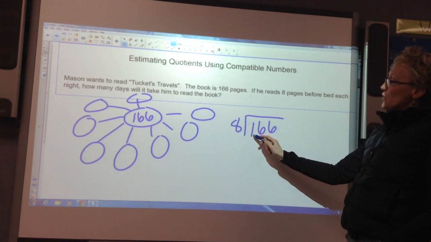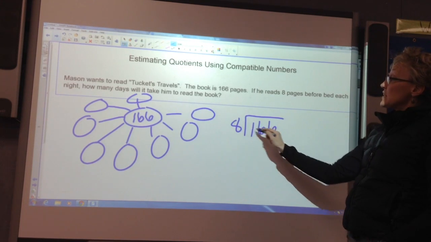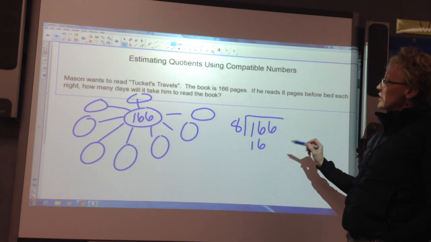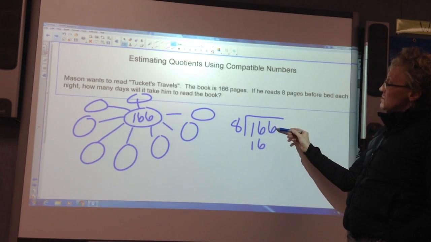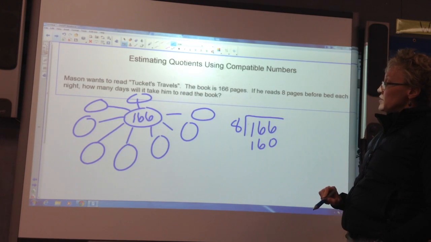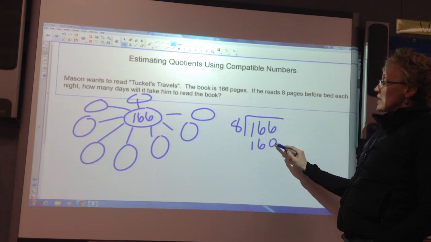So 8 cannot go into a 1, but I just want to look a little bit further. 8 can go into 16. They are compatible with each other. So I want to keep the 16. But then I have one more place left over. I want to account for that place value. I'm going to use a place value holder. That's my 0. So I changed 166 to 160.